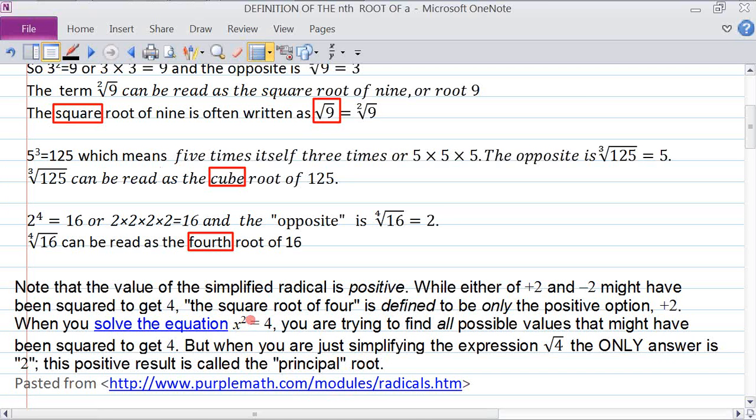So if x squared is 4, the possible answers are plus or minus 2. But when we actually do the square root operation, we only use the principal root, or plus 2.